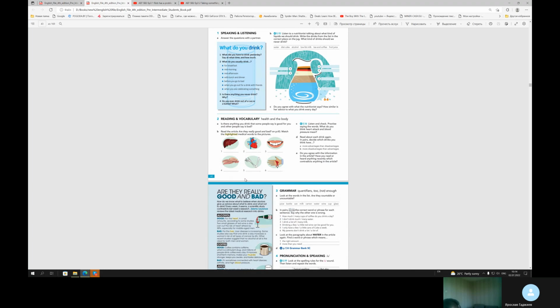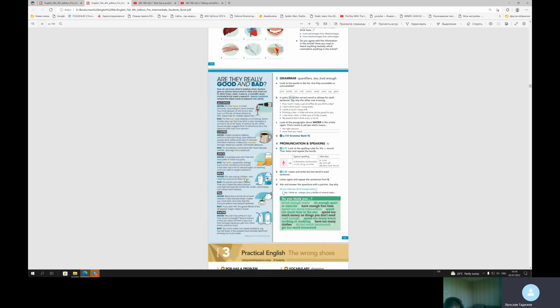Okay, grammar. Quantifiers: too and not enough. Look at the words in the list. Are they countable or uncountable? Read words one by one and name if it is countable or uncountable. Juice. It's in section grammar, point 3. Juice, it's uncountable. Bottle, it's countable. Can, countable. Milk, uncountable. Carton.